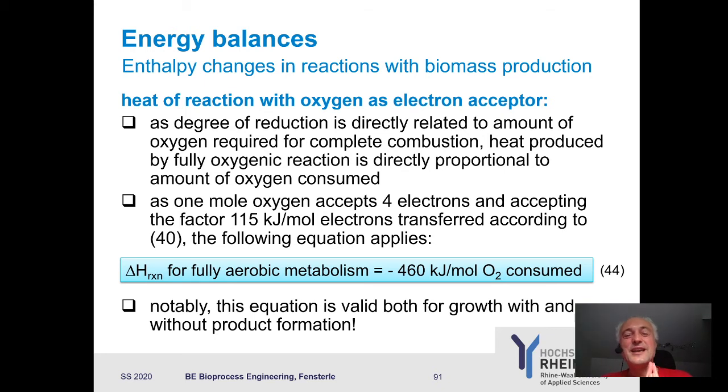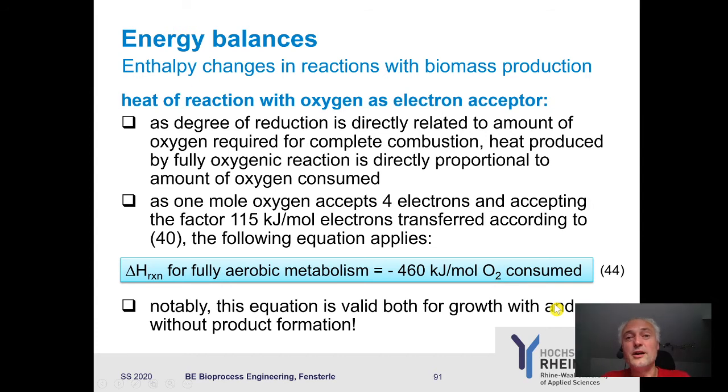So again, coming back, in fully aerobic metabolism, it's enough to look at how much oxygen has been consumed, and just using this oxygen amount, I can calculate the heat of reaction. And this is a very, very simple formula. The delta Rxn for the fully aerobic metabolism is nothing else than minus 400 kilojoules per mole times the oxygen consumed. Full stop. And this is regardless of whether I have growth with or without product formation. So this helps me a lot because I don't need to calculate or sum up the heat of combustion for all of my reactants and so on. I can simply use this one.